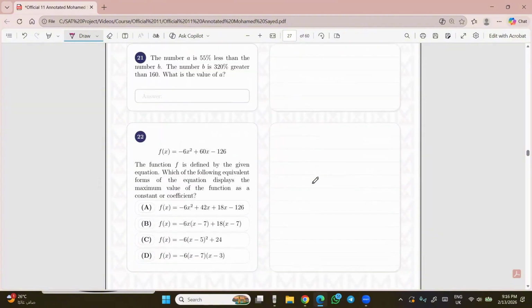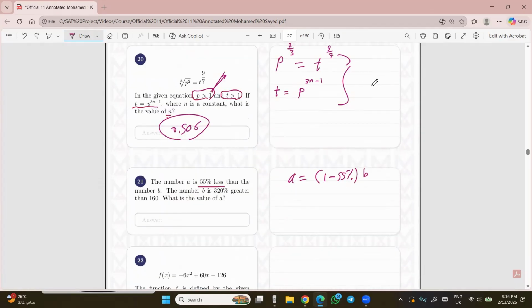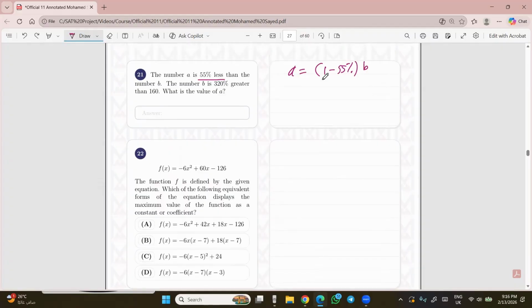Question 21. The number A is 55% less than the number B. I mean, A is equal to 55% less. This means 1 minus 55% of the number B. Of course, it's a letter, not a number, but it's written like this because the letter represents a number. What is 1 minus 55%? You can use the calculator or you can think about it. 1 means 100%. 100% minus 55% is 45%, which is 0.45.